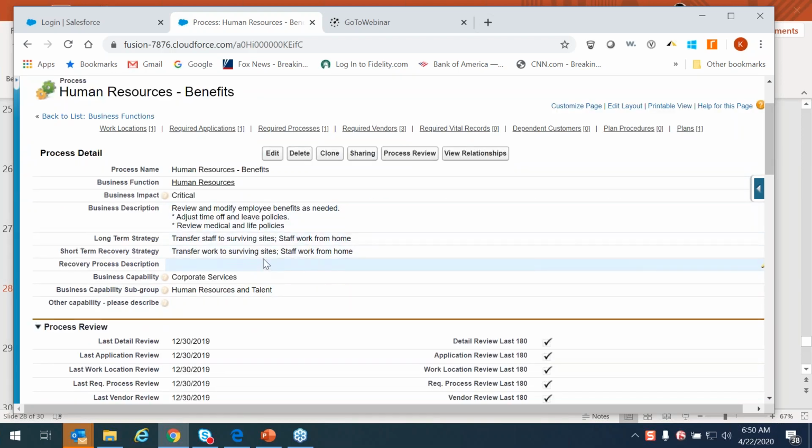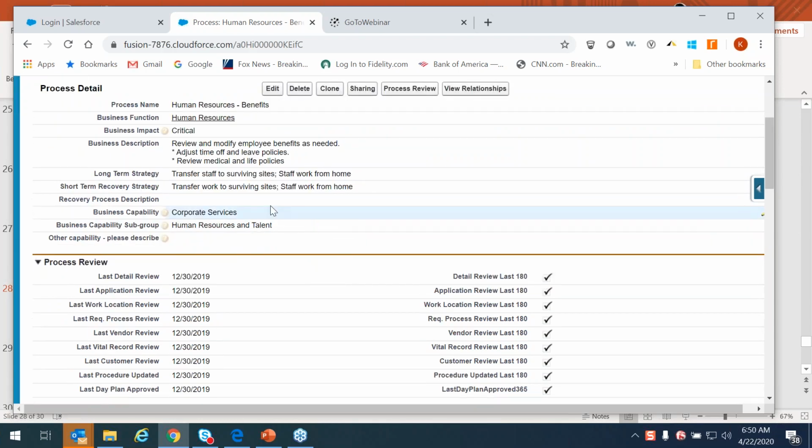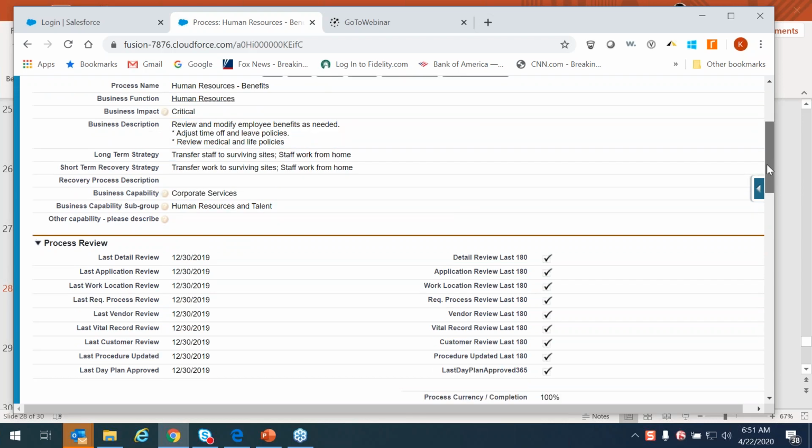So their strategies, both long and short term, are to transfer some staff to surviving sites or have people work from home. Their business capability is corporate services, and their sub-capability is human resources and talent. That's what their capabilities are.